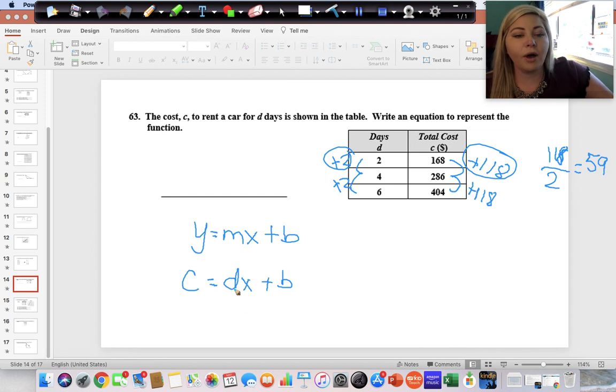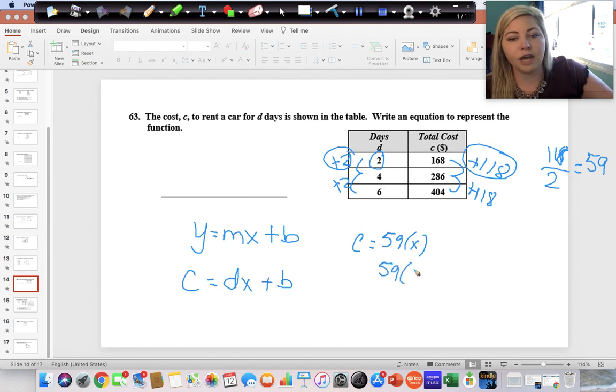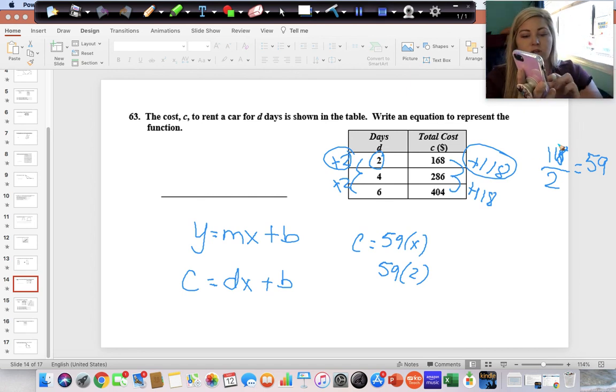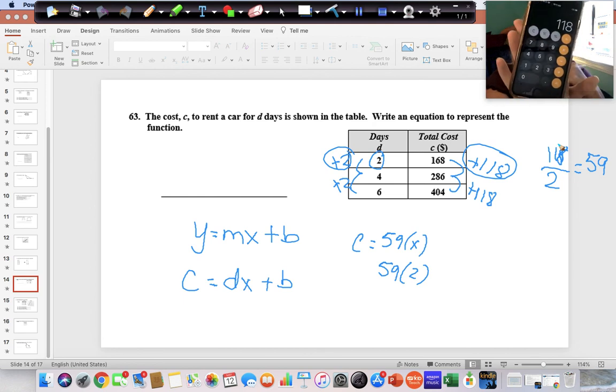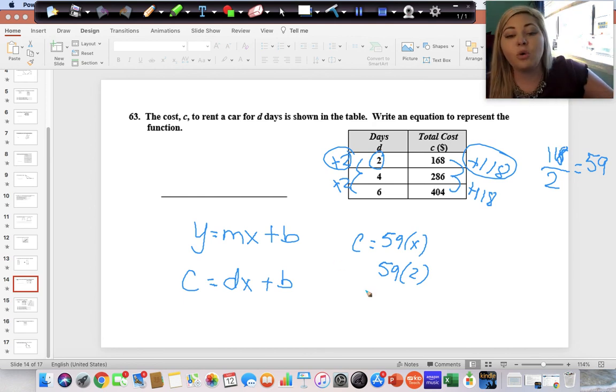Okay, so now I'm going to put 59 in for D and see if I get my C. So C equals 59 times X, and then see what we get. So we're going to put the 2 in for X and see if it'll work out. So 59 times 2, we already know that's going to give me 118, but we can redo it. 59 times 2 just to double check. Yes, it is 118.